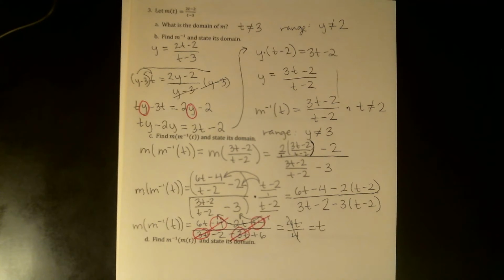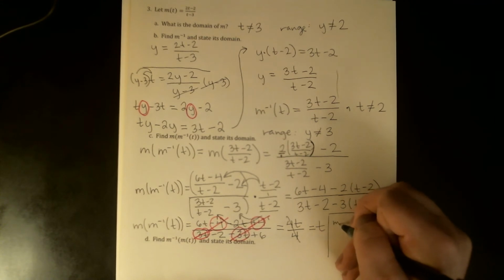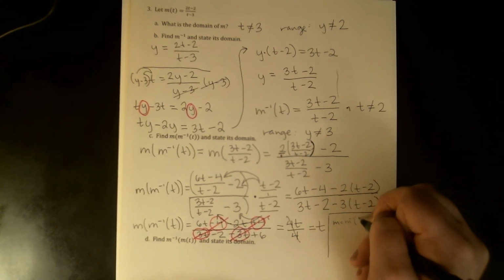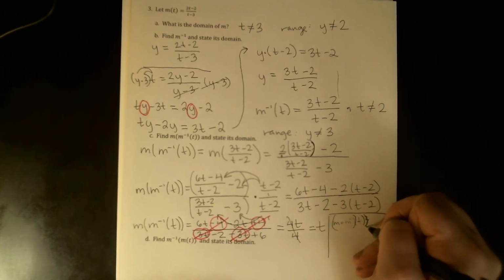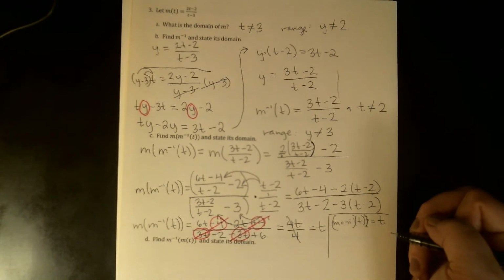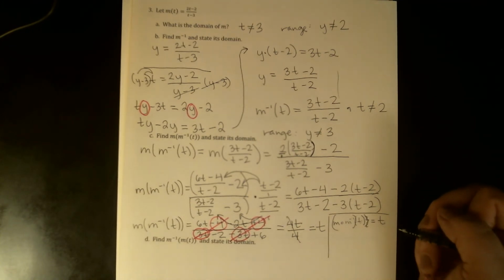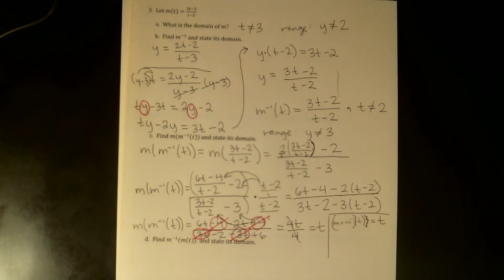This question does have another part. We're supposed to state any domain restrictions. So as summary, what I figured out here is that m of m inverse of t is equal to t, which is a good thing. If they're inverses, that should be true. It doesn't have to be true for all possible t values, just the t values that work for the inner function.